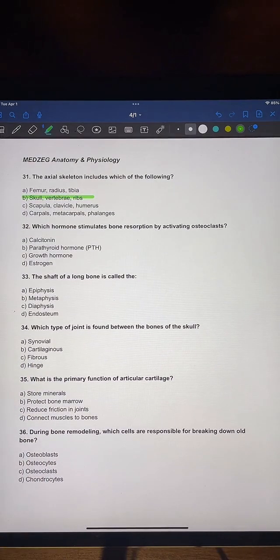Number 32. Which hormone stimulates bone resorption by activating osteoclasts? On number 32 now.